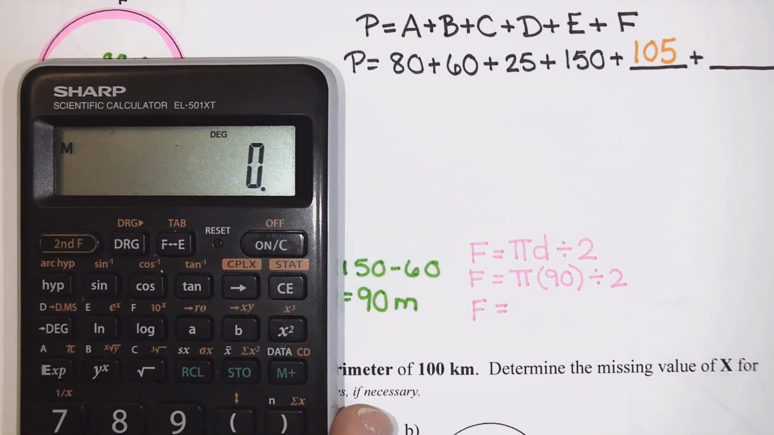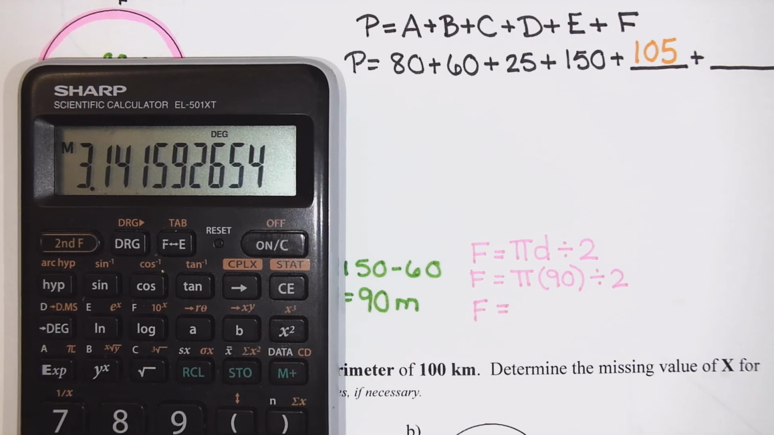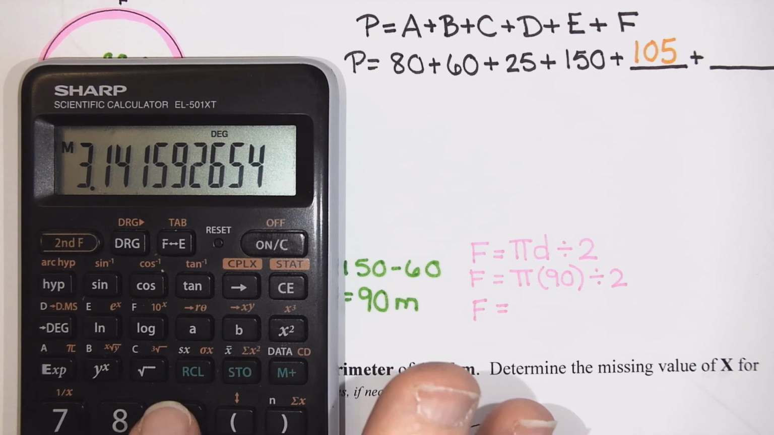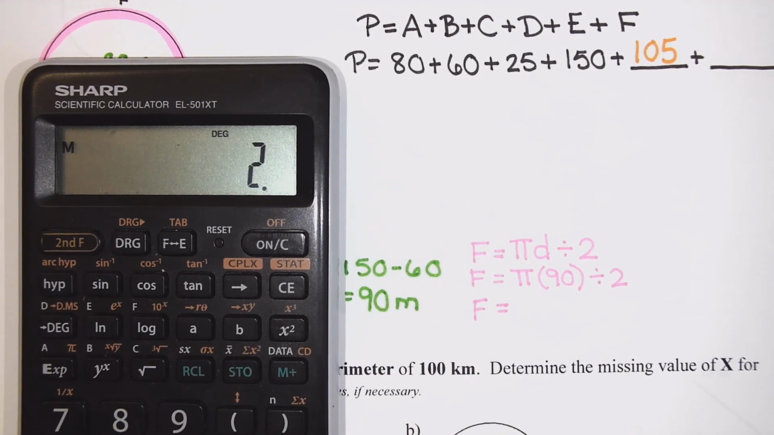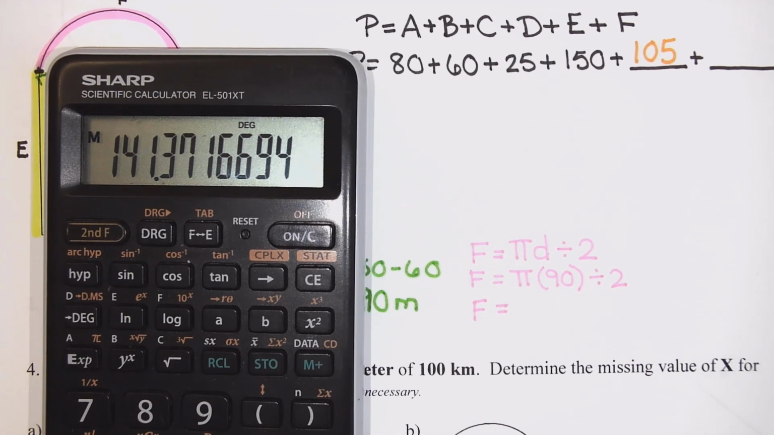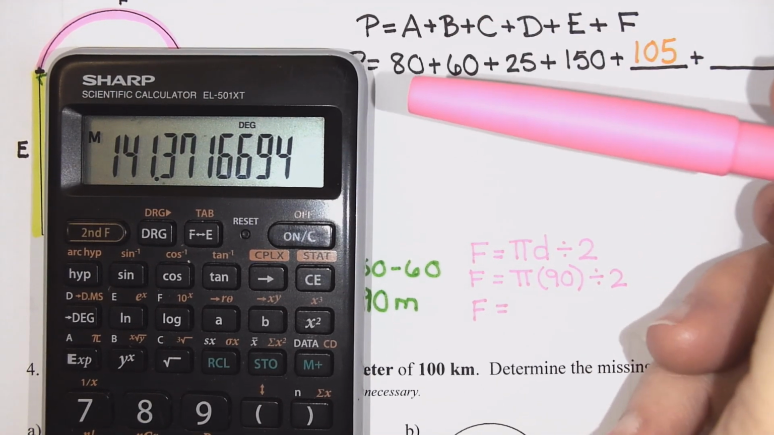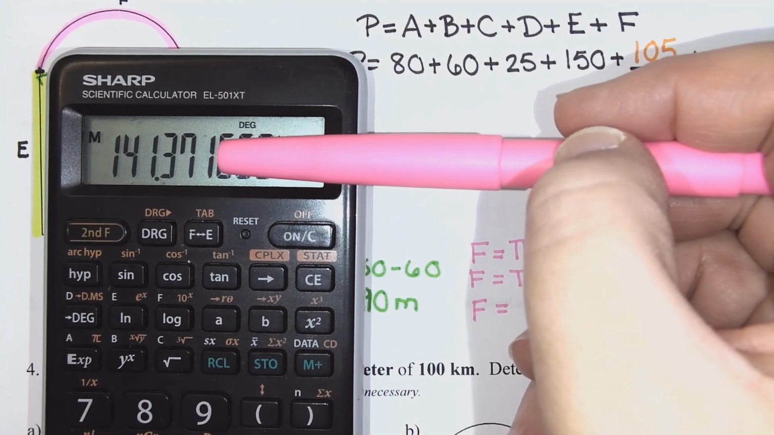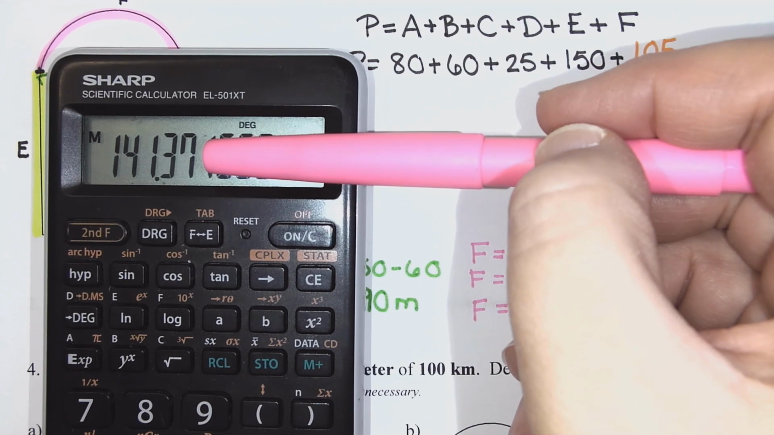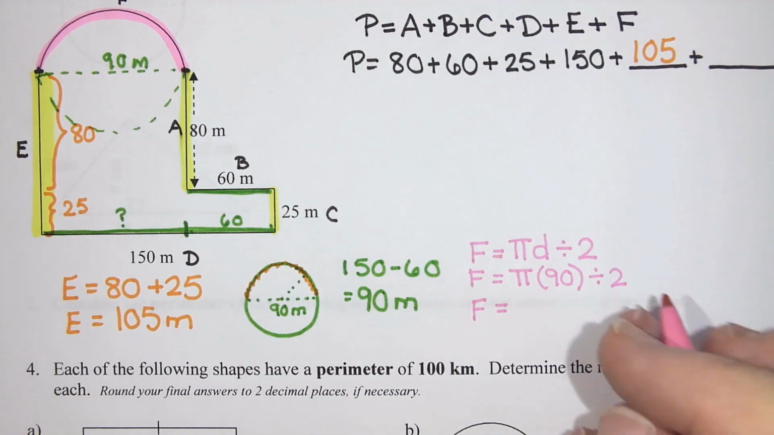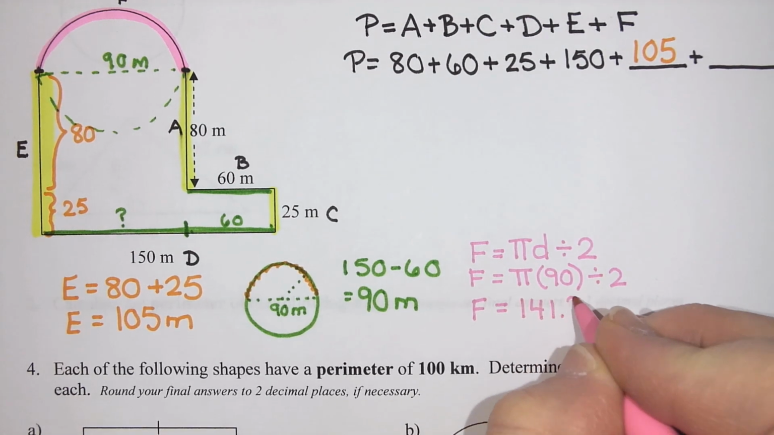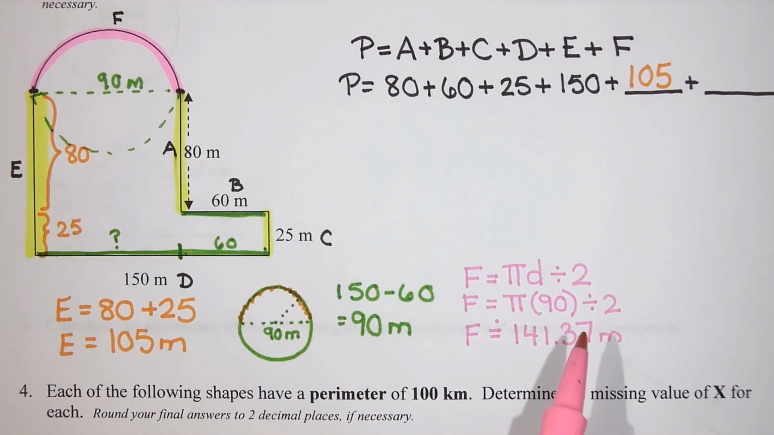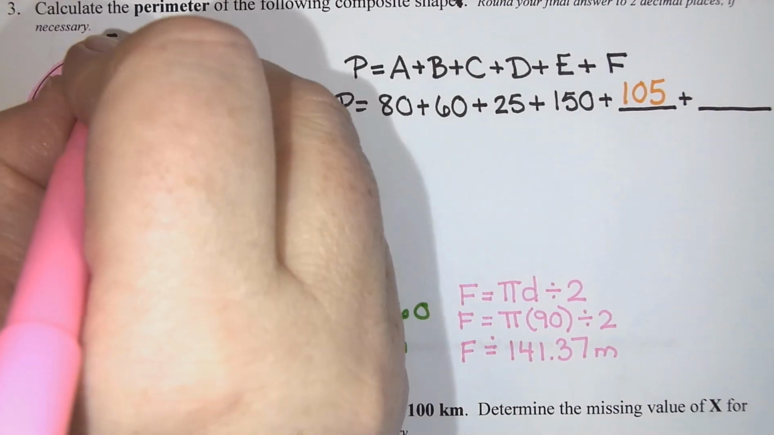So I am going to do pi. I have a pi button, so I am going to use that. If you don't, 3.14159, please. And then times 90 divided by 2. And I get 141.37166694. So there are 2 decimal places here. That would be 37. The next digit is a 1, so I'm going to leave that as 141.37. So this is 141.37 meters. That is the length of my curved side here.